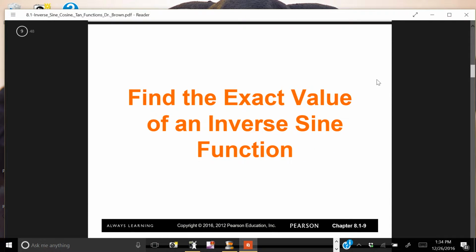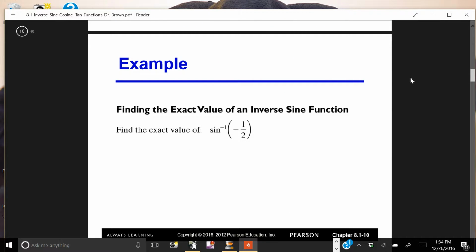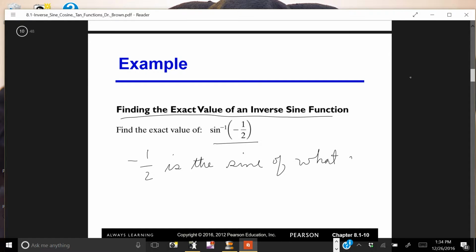So now let's find the exact values of an inverse sine function. Let's find the exact value of inverse sine of minus 1/2. And so basically what we're asking is, minus 1/2 is the sine of what angle? Now, how are you going to do that? You can use a table, or you can use the unit circle.